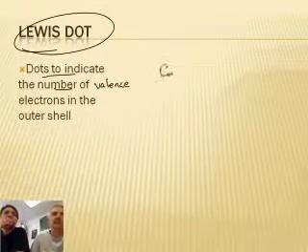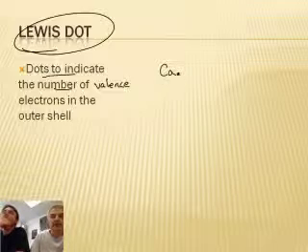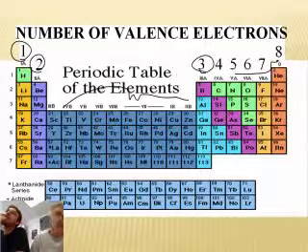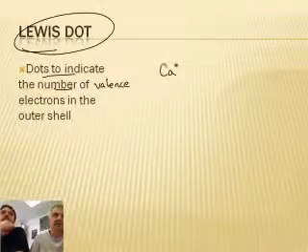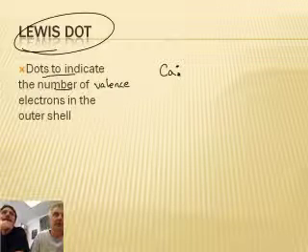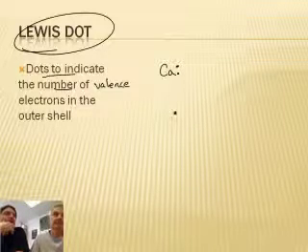Let's say I've got calcium. Calcium is in column number 2. That number 2 means he's got 2 valence electrons. And to show those 2 valence electrons, you put 2 dots, and they like to go in pairs. Let's do nitrogen.